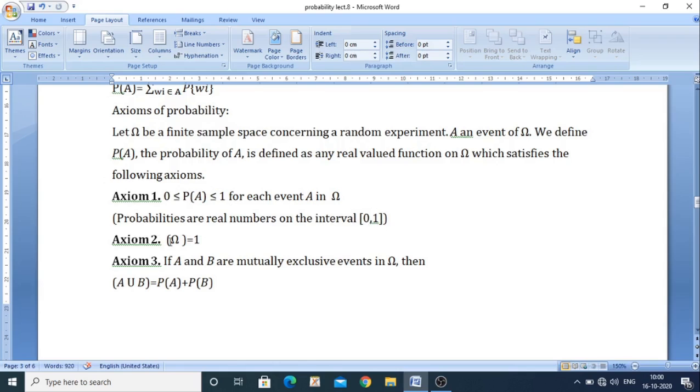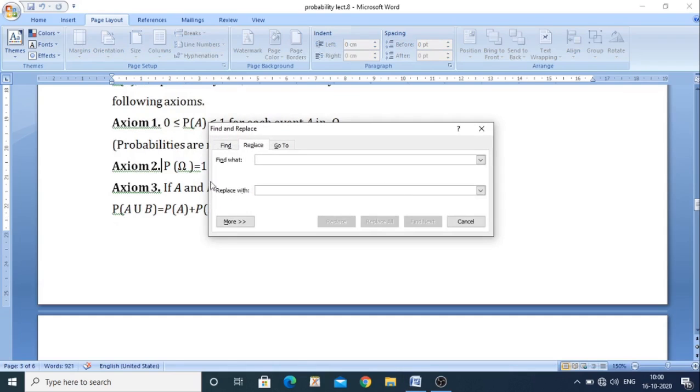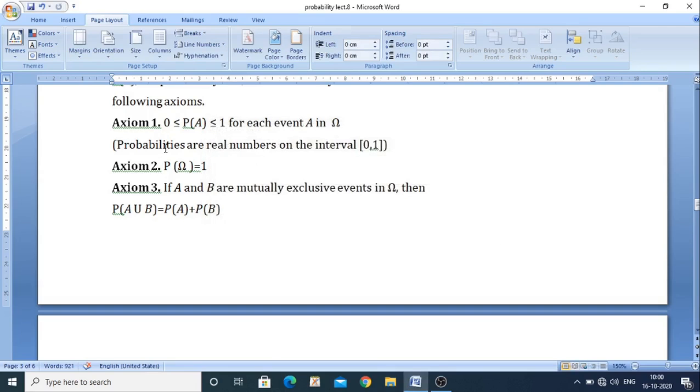The second axiom is that the probability of the sample space, that is omega, is always equal to 1. And the third axiom is: if A and B are mutually exclusive events in omega, mutually exclusive meaning A intersection B is equal to the empty set phi, then P of A union B is equal to P of A plus P of B.